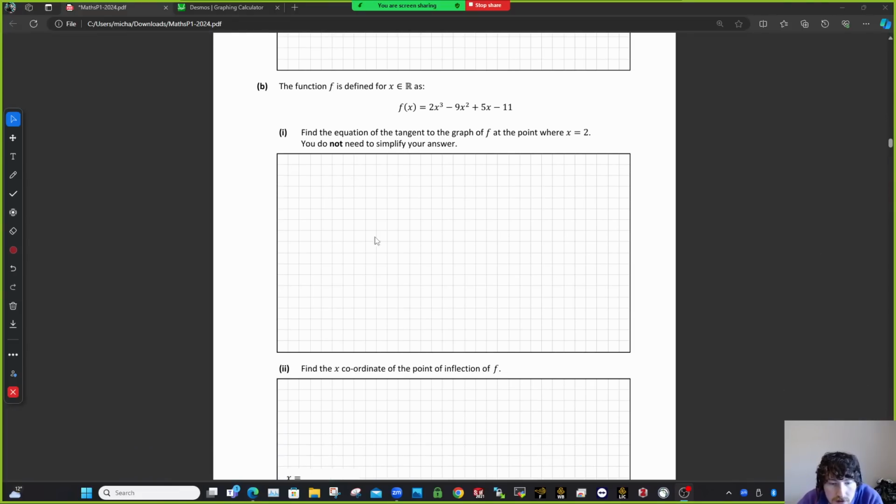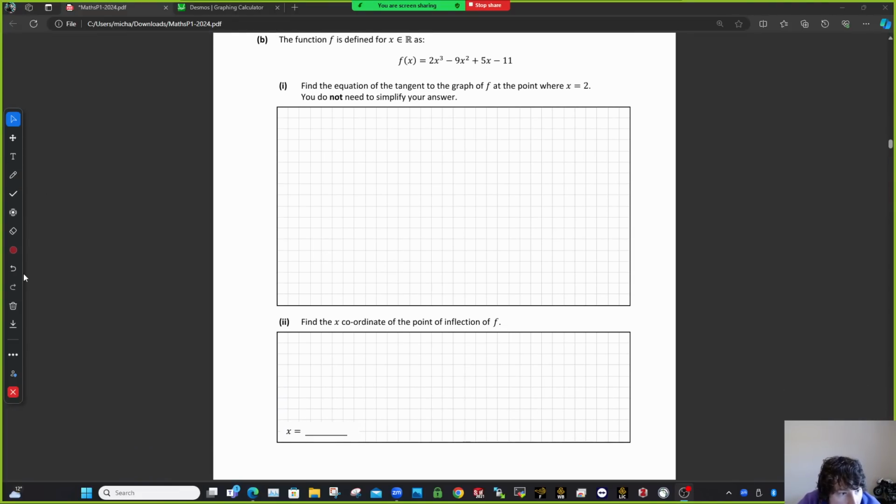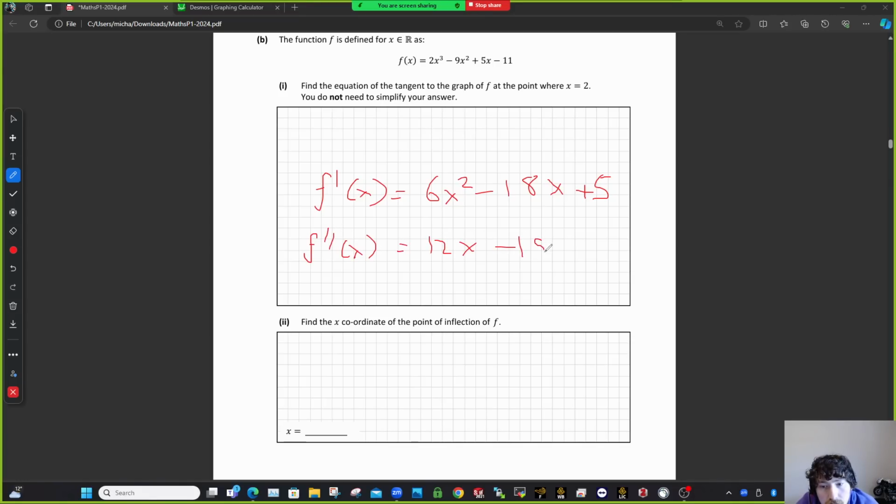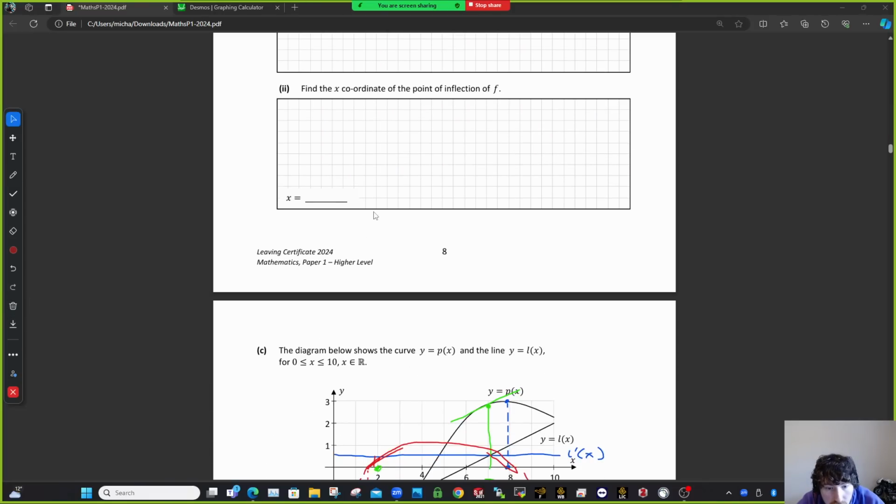Okay, so find the x coordinates of the point of inflection. That's pretty handy. So you just want to remember your f dash x was 6x squared minus 18x plus 5. Then you want to get your second derivative here and set it equal to 0. So that's your 12x minus 18. Set that to 0. You'll see that x is 1.5, 3 over 2. Make sure to write it as a fraction. And they just wanted the x coordinate, so game over. That's fine. Didn't want the y value.